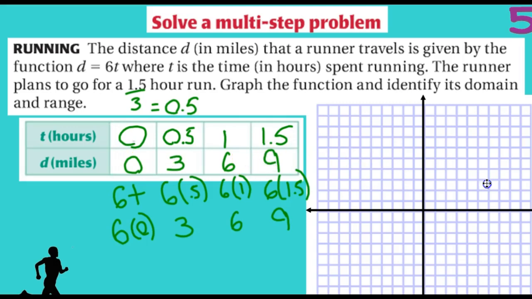So our first one is 0, 0. So we have a dot right there. Then 0.5, he goes up 1, 2, 3. At 1, he goes up to 6. 3, 4, 5, 6. And finally at 1.5, he goes up to 9. So he starts at 0 and ends at 1.5. We just have a line segment.